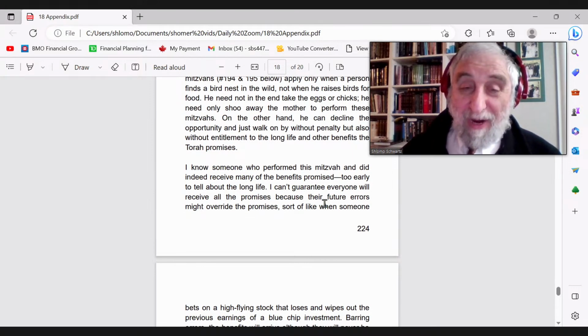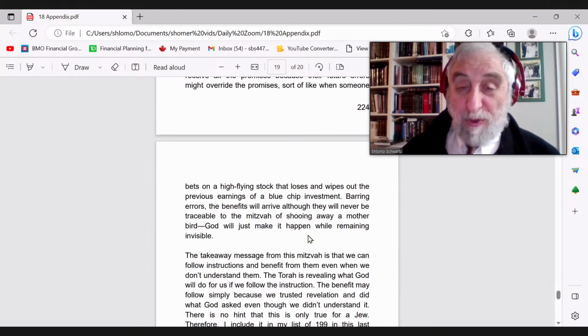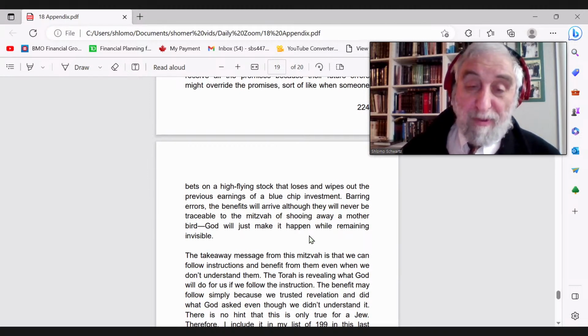I can't guarantee everyone will receive all the promises because their future errors might override the promises. Sort of like when someone bets on a high-flying stock that loses and wipes out the previous earnings of a blue chip investment. Barring errors, the benefits will arrive from shooing away the mother bird, although they will never be traceable to the mitzvah of shooing away a mother bird. God will just make it happen while remaining invisible.